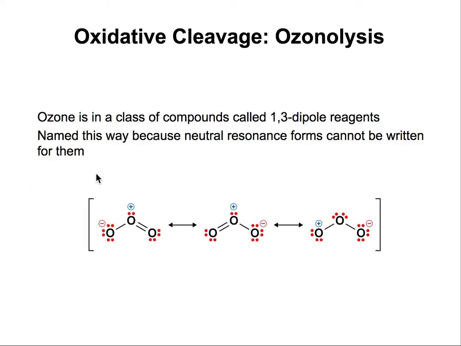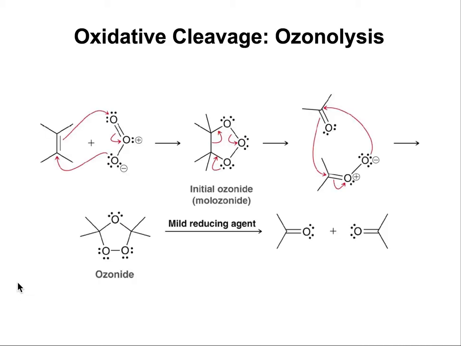So ozone is this compound right here. It's very interesting because we cannot draw a resonance form that is neutral. So these are the resonance forms of ozone. And this is the mechanism for ozonolysis. So you see here there is a first addition that forms this initial intermediate, and then the atoms rearrange with what you know from organic chemistry. You could follow the flow of electrons.